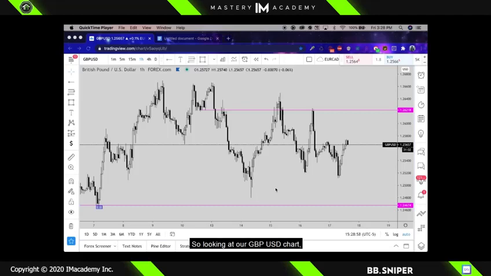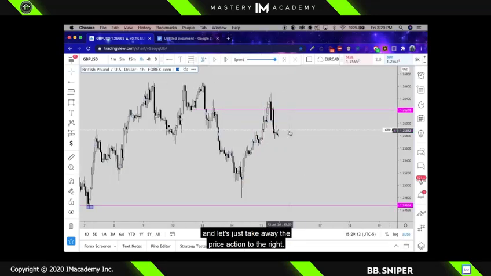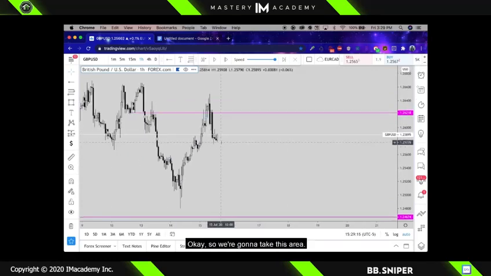So looking at our GBP USD chart, I want to go over taking an execution and determining your risk to reward before actually executing. Okay, so first of all, we're going to put this in replay mode real quick. And let's just take away the price action to the right. Okay, so we're going to take this area.